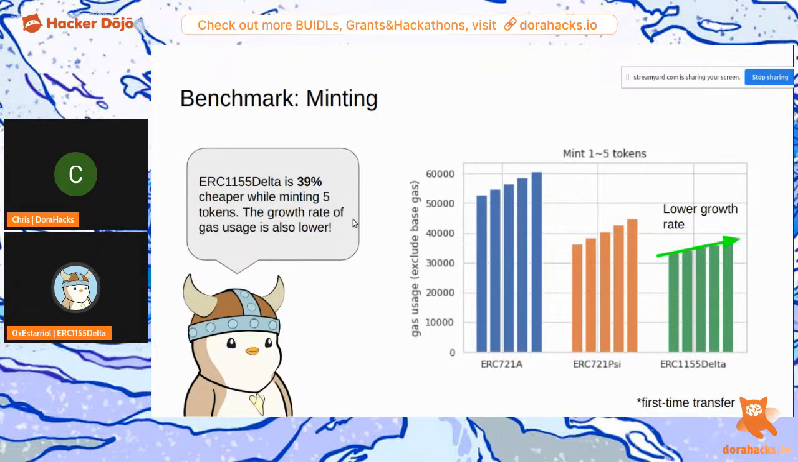The methodology on how we do the benchmark is again in the light paper, and you can also find the script on our GitHub repo to reproduce it yourself. We can see the gas usage of minting multiple tokens is essentially very similar for the 3 implementations. The small change comes from the additional events it needs to emit. Among them, ERC 1155 Delta is the cheapest, and for minting 5 tokens, it is about 40% cheaper.